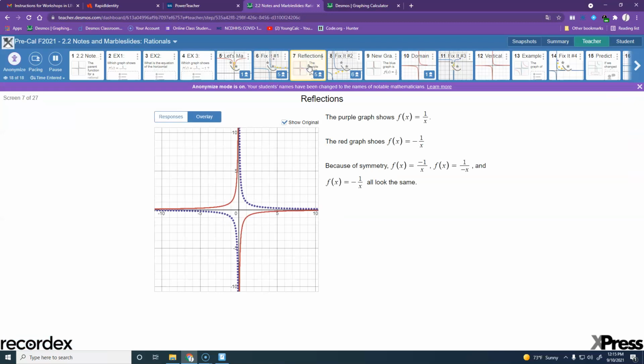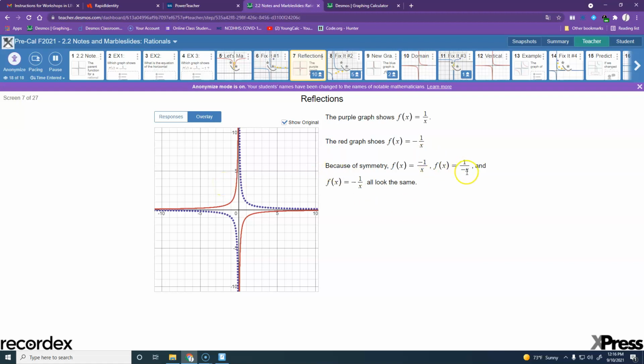All right, 7. So the purple graph here that is dotted shows the original graph that we have for our function. The red graph shows f of x equals negative 1 over x. One thing I want to point out here: it does not matter if you put the negative in the top or the bottom or out front, because of the symmetry of this graph, they will all look the same.